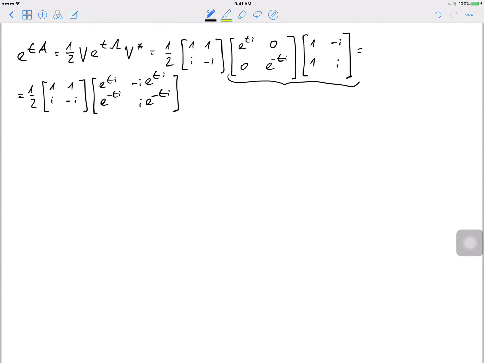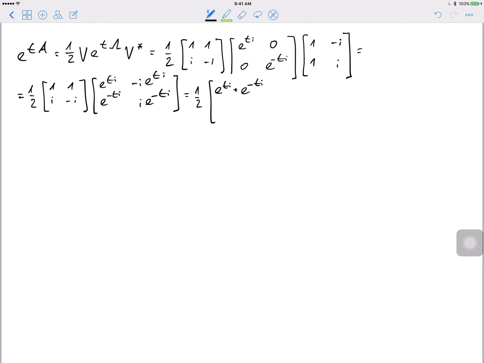Now, is that cool? So now, let me erase this thing. So now I will multiply the remaining two matrices together. It will get a little bit hairy, but just for a moment. So the first term will be what? It will be e^{ti} plus e^{-ti}.